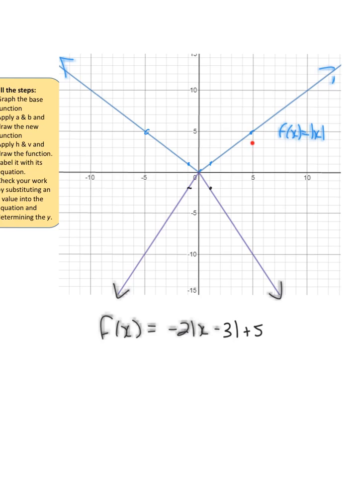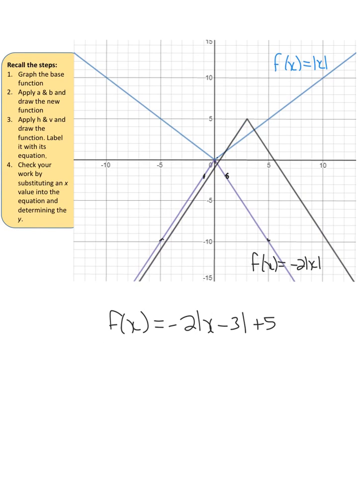So now let's look at the point 5, 5. The y value is 5, so now the y value is going to be negative 10. So instead of being 5 units above the x-axis, we're now 10 units below the x-axis. And same with negative 5, 5. Instead of being 5 units above, we're now 5 units below. So then you would have your key points, and then just draw your function through those points. And then label f of x equals negative 2, absolute value of x, as we only applied the a value of negative 2. So now in step 3, we are going to apply the h and v values.